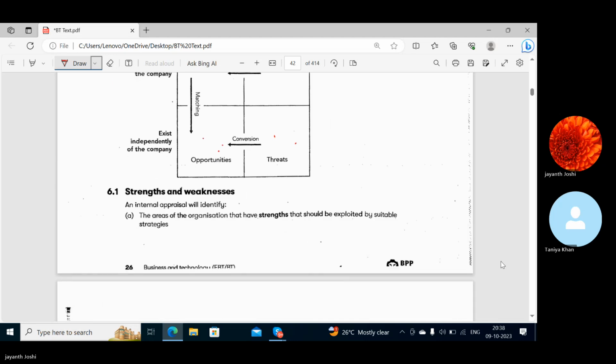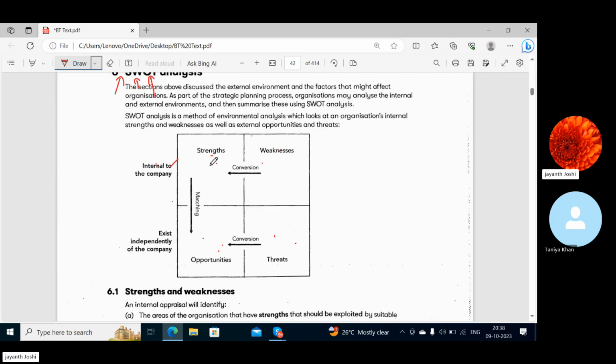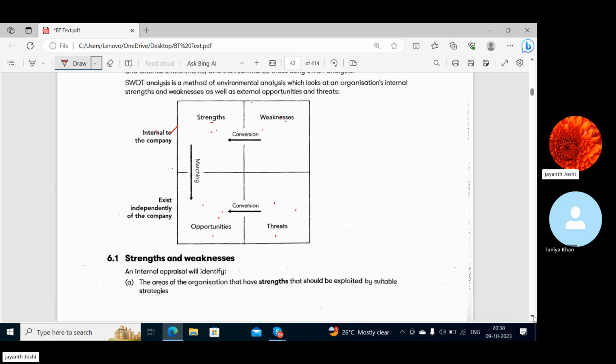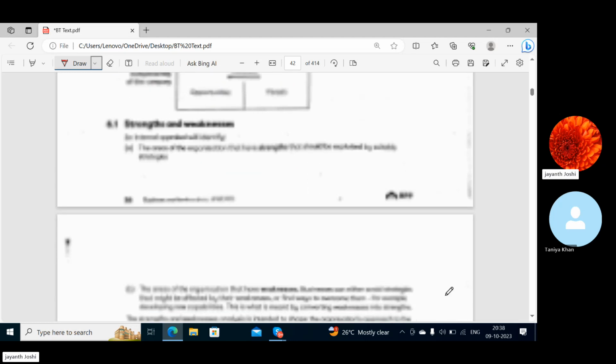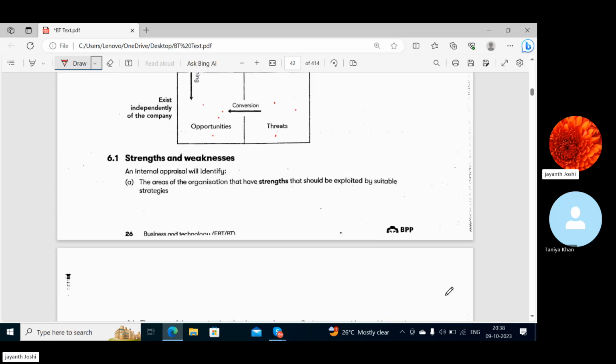Now, these are the ones which are internal to company. Strength and weakness exist internally, while opportunities come from outside and threats also come from outside. Sometimes internal threats may also be there, but mostly it is outside. So we always look at different threats which the organization is exposed to.